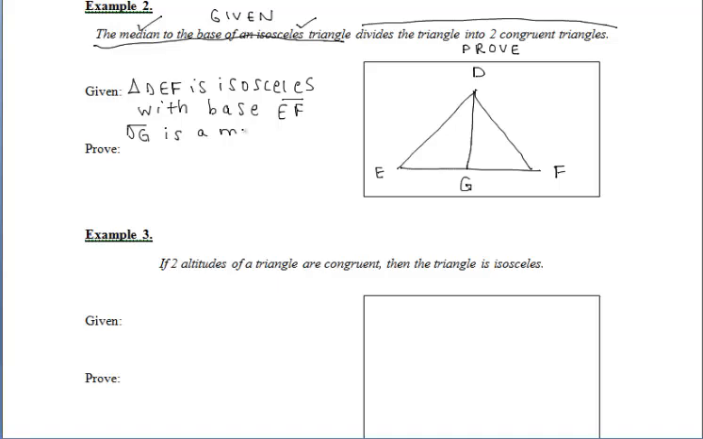And what we want to prove in the end is that that median divides the triangle into two congruent triangles. So in the end, we want to prove that we have two congruent triangles. Well, the two smaller congruent triangles that we see here are those two triangles DEG and DFG. So in the end, we want to prove that those two triangles DEG and DFG are congruent to each other. And we are done with example 2.